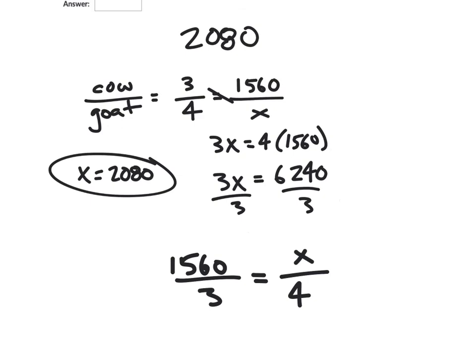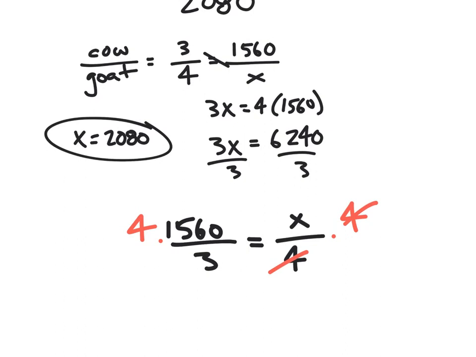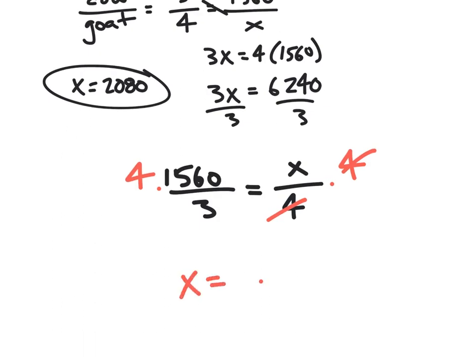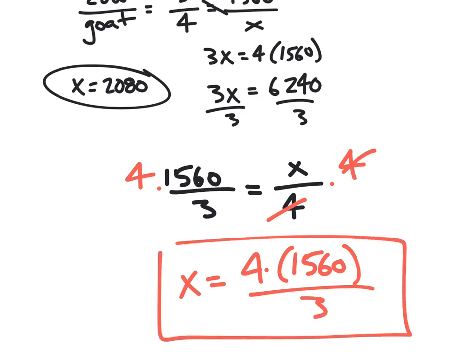And if you have this equation and you're solving it for x, besides cross multiplying, you could simply multiply both sides by 4. The 4's divide out, and you have that x is equal to 4 times 1560 over 3. Good. Wow. All right.